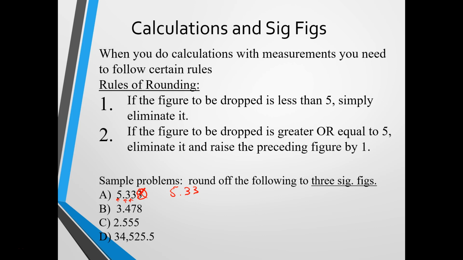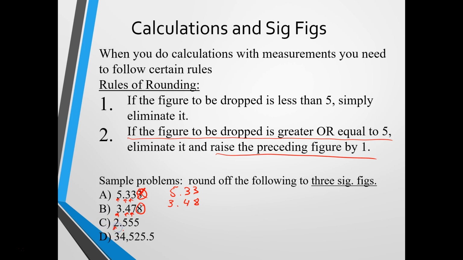Now we look at this next one. Once again, the first 3 non-zero numbers are going to be significant. So this one's significant, and this one's significant. Well, now we have to look at this 8. If we look back at our rules, if the figure to be dropped is greater than or equal to 5, we want to raise the preceding figure by 1. So this is greater than or equal to 5, which means we're going to make this 7 into an 8. This now becomes 3.48.